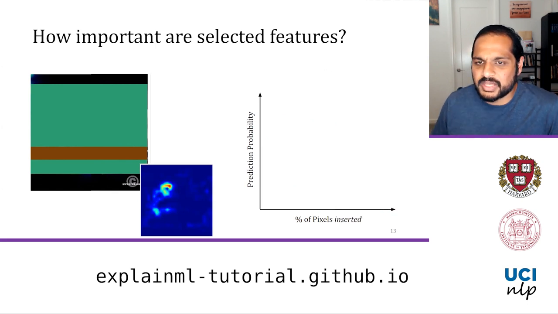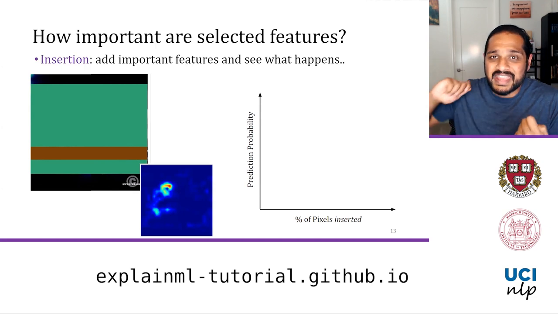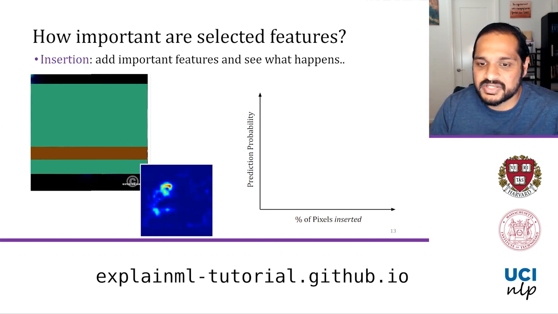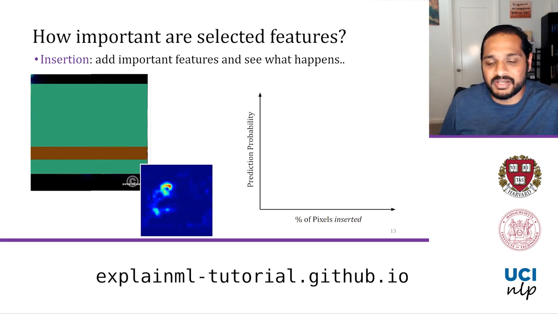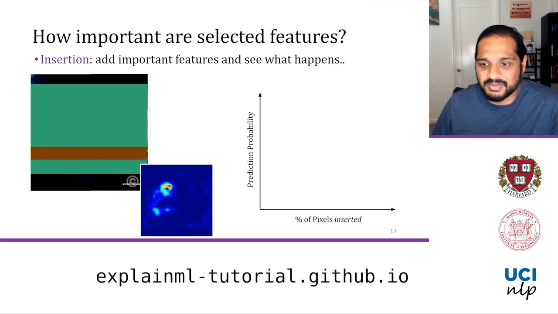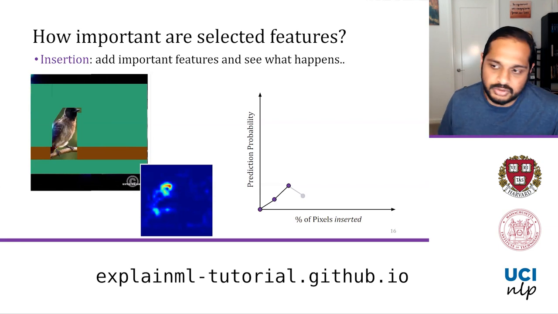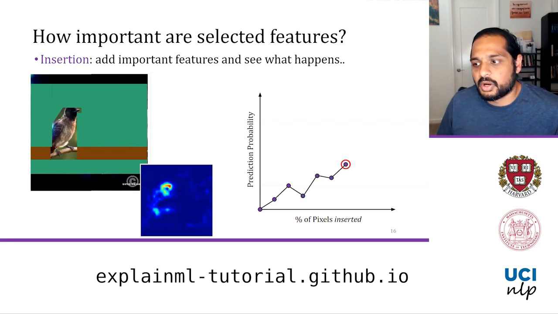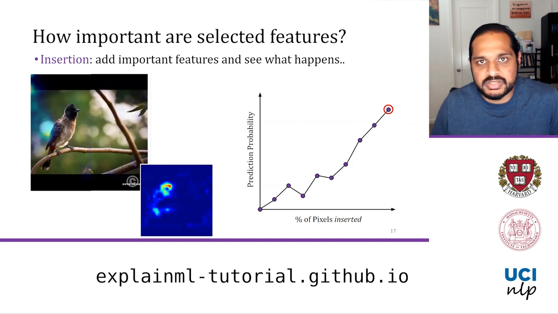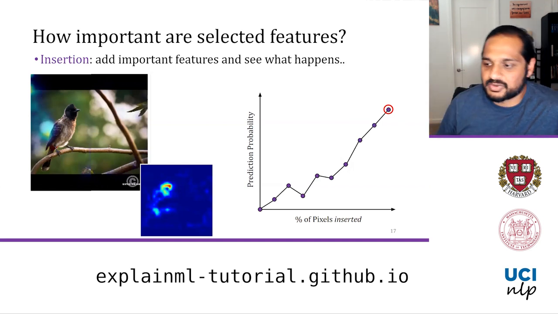People have, not that many, but people have also done the inverse of this, where they're trying to see if we can add the most important features. Does the probability go up really fast, right? So you would start with an empty image and you're going to add some stuff to it, like the most important features according to your explanation, and see what the prediction probability is. And you will keep doing that till you have some natural stopping point, or maybe you'll keep doing that till your whole image is present and you'll get some curve, right?